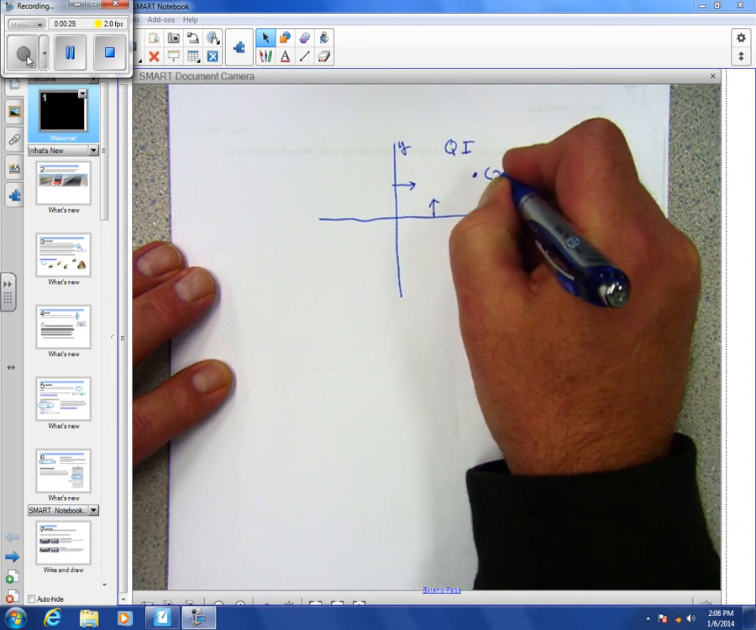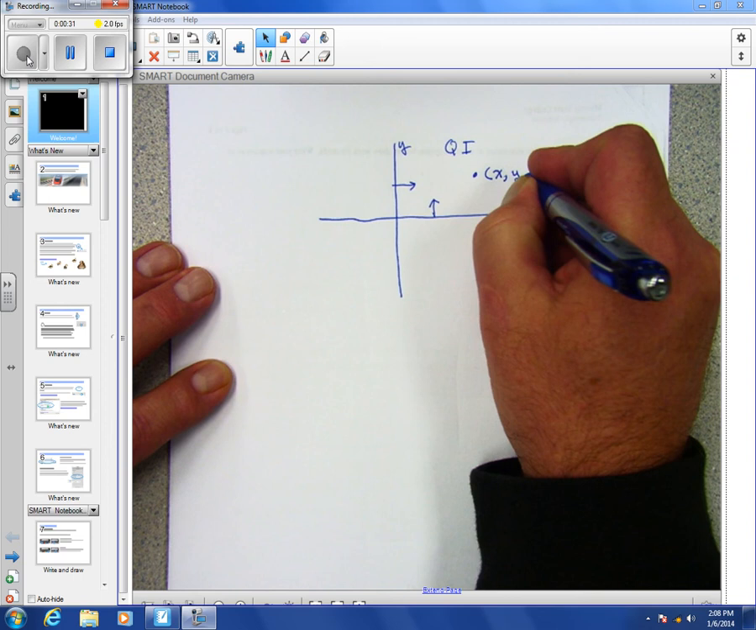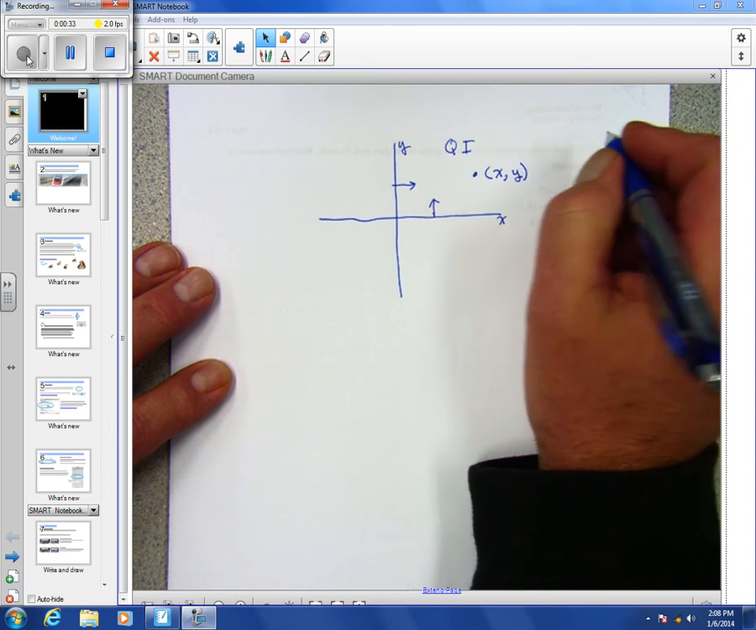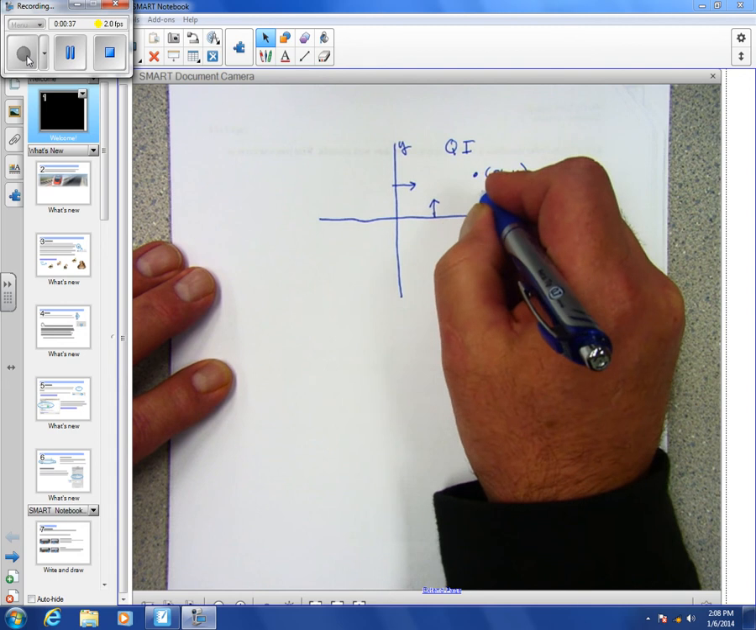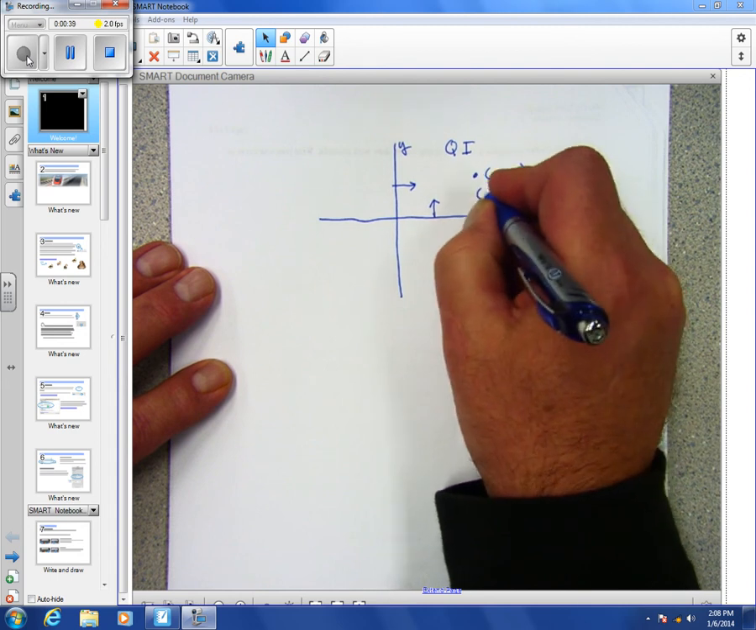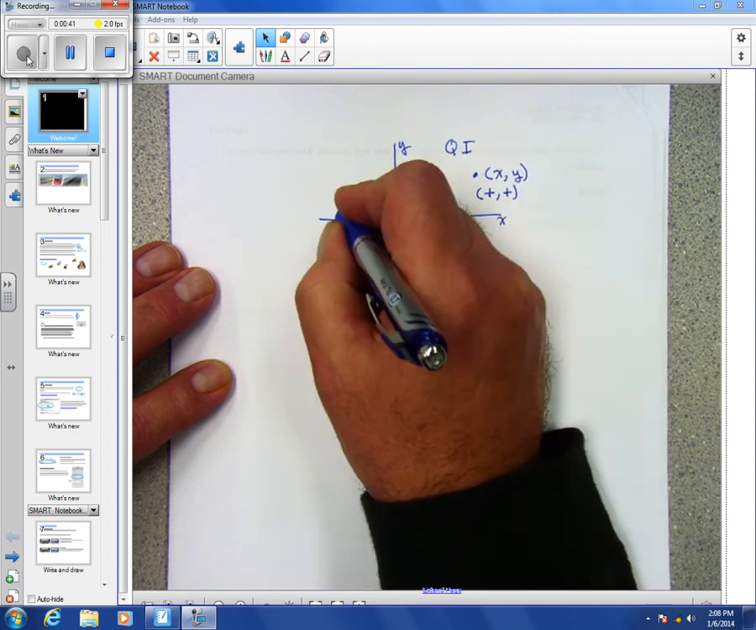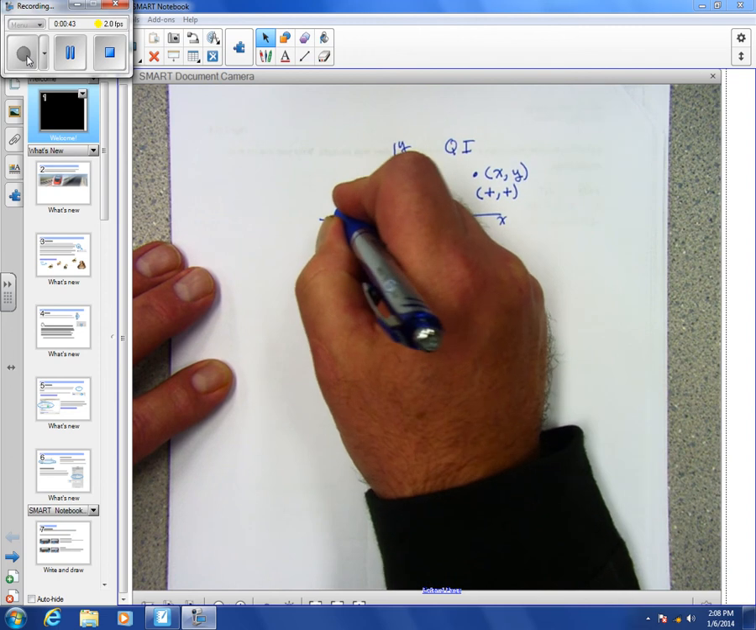And they're called ordered for a reason. The reason is x comes first. The x coordinate comes first and then the y coordinate. And if you think about it, all the coordinates in the first quadrant are going to be positive x value, positive y value. The second quadrant will go in a counterclockwise direction.